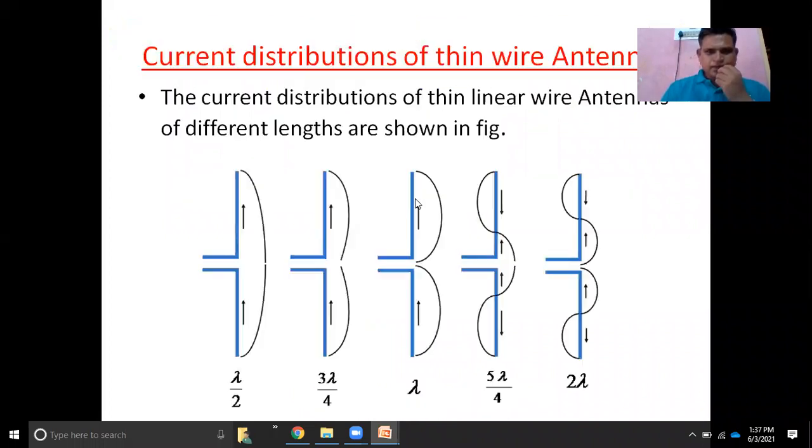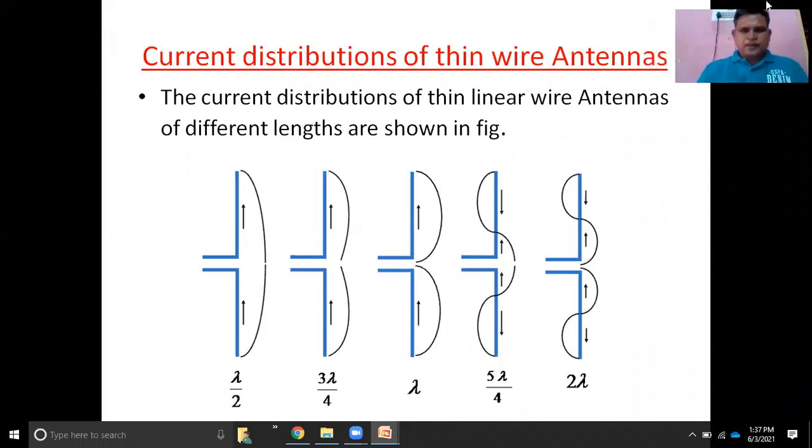Okay, loop antennas. Before that, we have seen the current distributions in thin wire antennas. Based on the frequency of the electromagnetic signals, the current distribution is like this. Based on the wavelength, for every lambda by 2, the current distribution will become 0. Here you can see clearly.